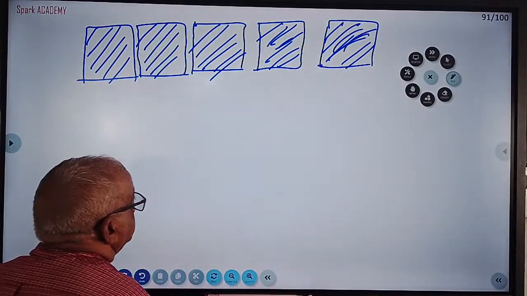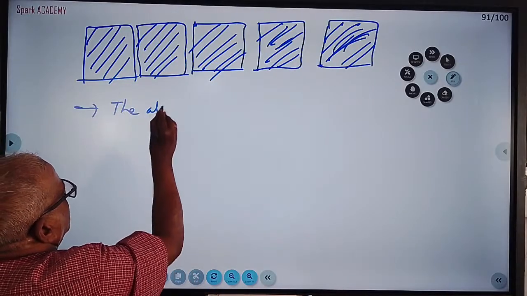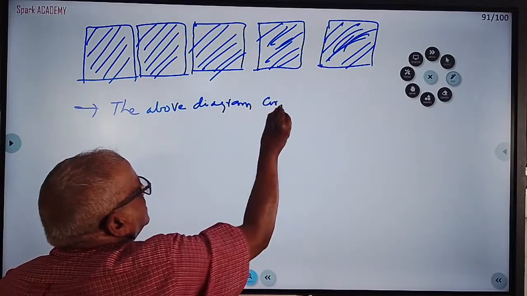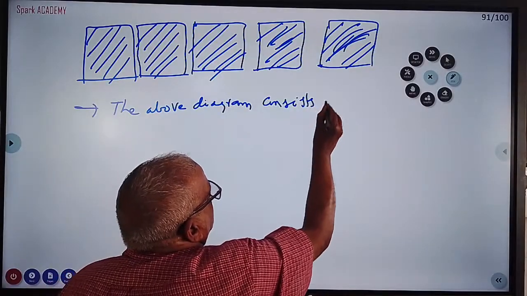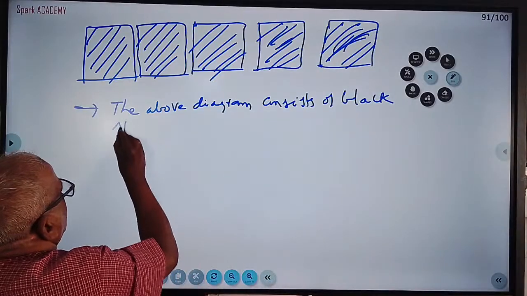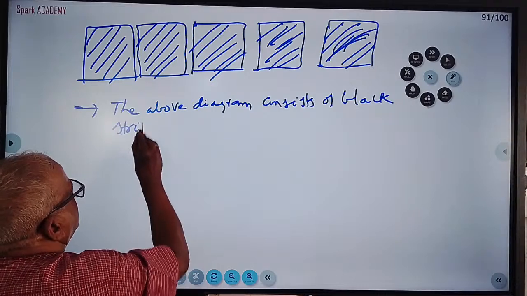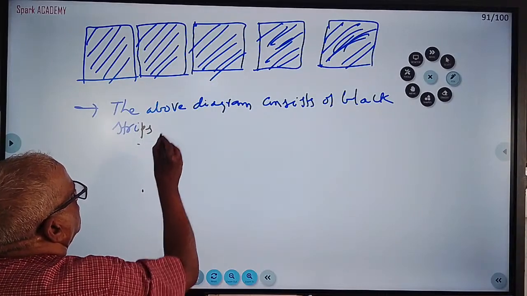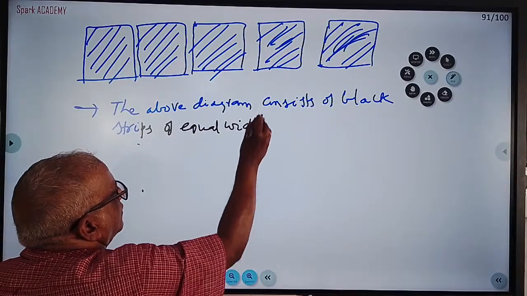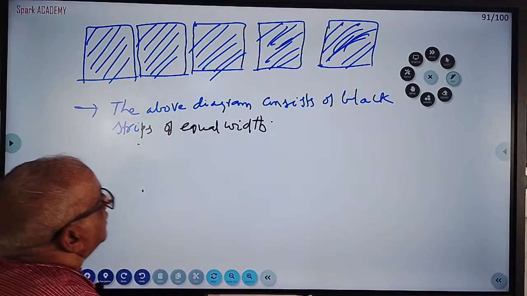So here the above diagram consists of black strips. What is black strips? Black strips of equal width. Of course here blue color is there. Equal width.